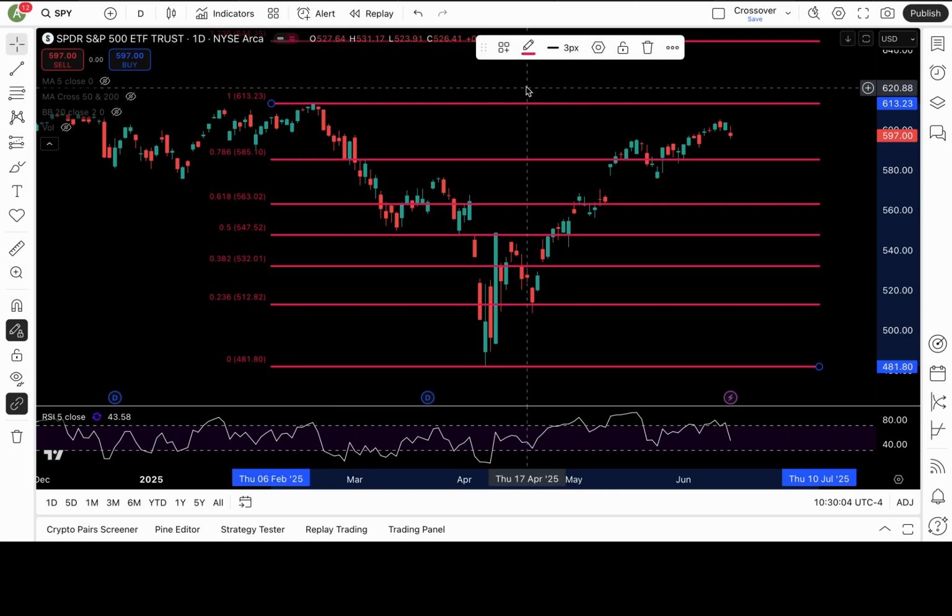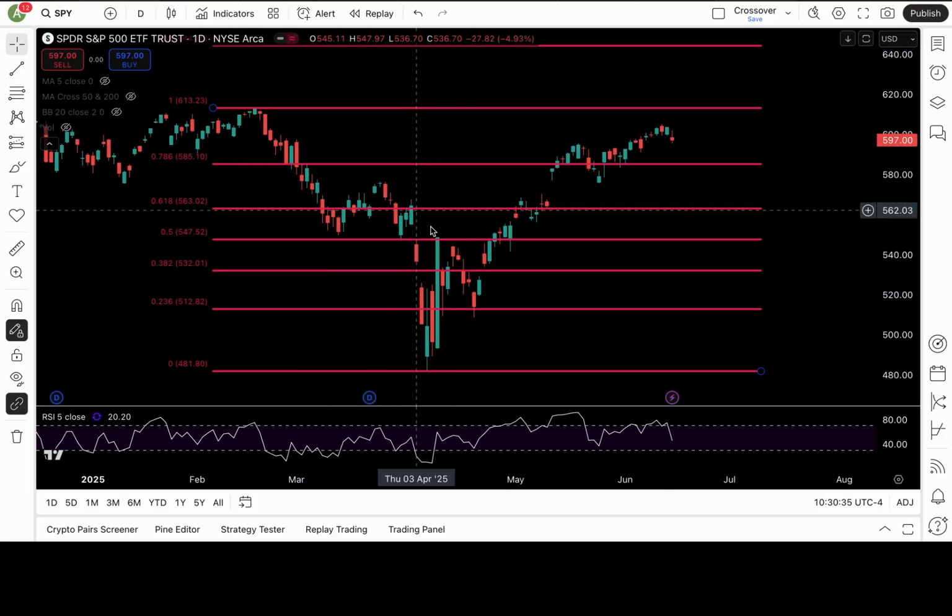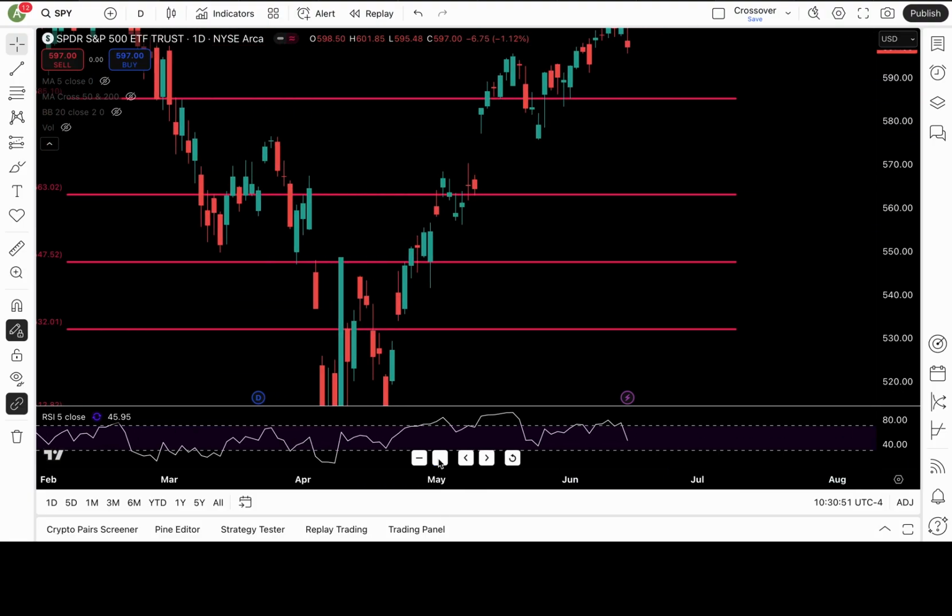Boom. Now we got a more macro level fib level based on the downtrend that we had from all-time highs down to the April 7th low, which is when we started reversing back into an uptrend. The last few months we've been in an uptrend. So now we want some more micro level fib levels.